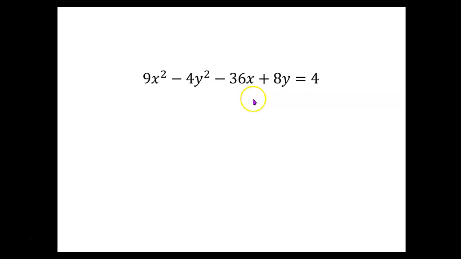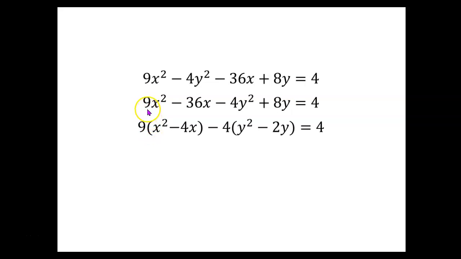This works a lot like one of the examples I did last time in the ellipse section. First, rearrange the terms so that the terms involving x are together and the terms involving y are together. Then from the terms that involve x, factor out the x squared coefficient, which gives you 9 times the quantity x squared minus 4x. And from the terms involving y, factor out the y squared coefficient, -4, which gives you -4 times y squared minus 2y. Notice we need a minus times a minus to get a plus.